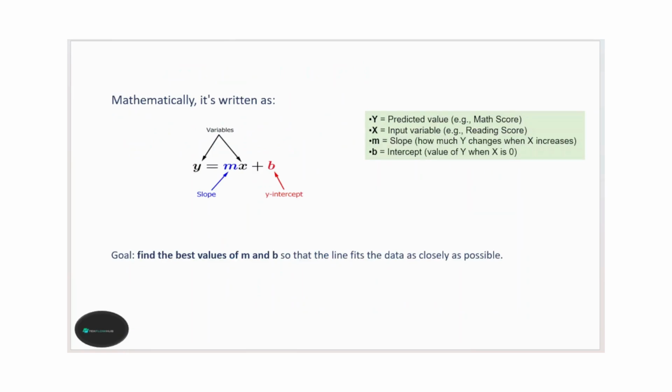We can write the linear regression equation mathematically as y equals mx plus b. Here m is the slope, which tells us that a 1 unit change in x is going to impact how much increase in y, the price. However, the intercept is the constant value.